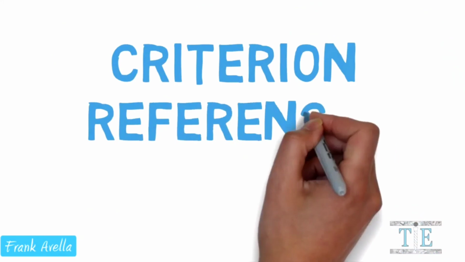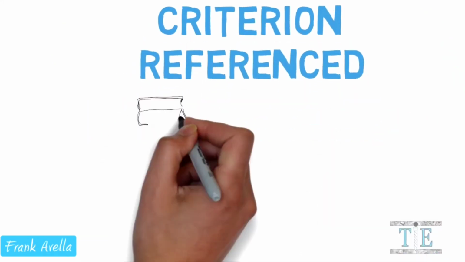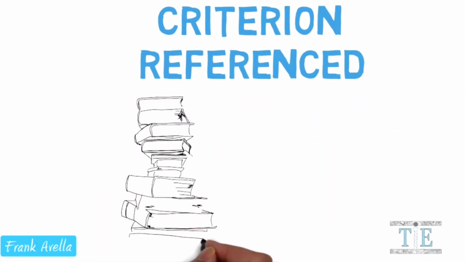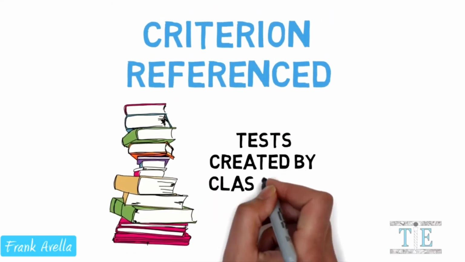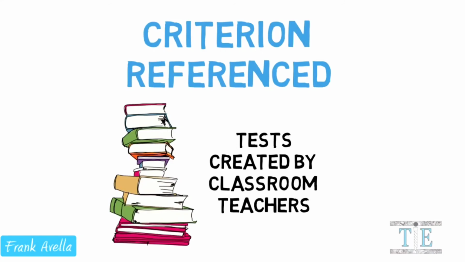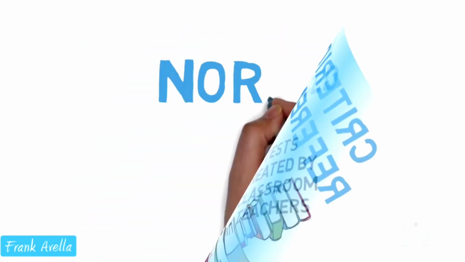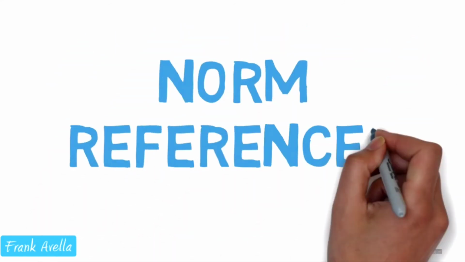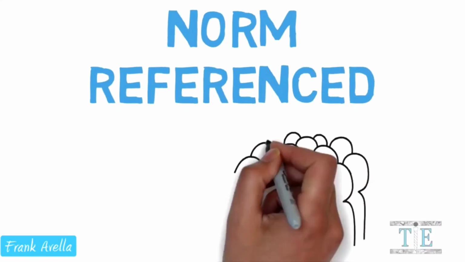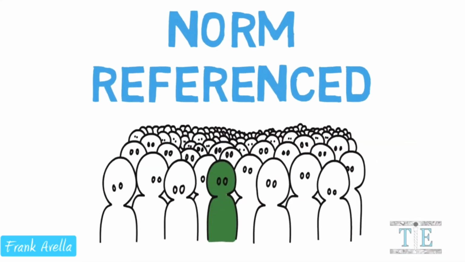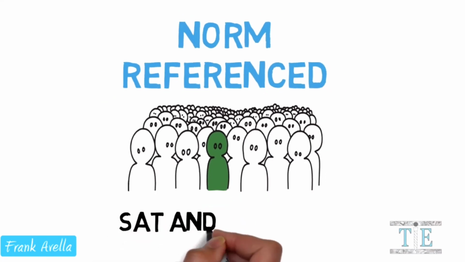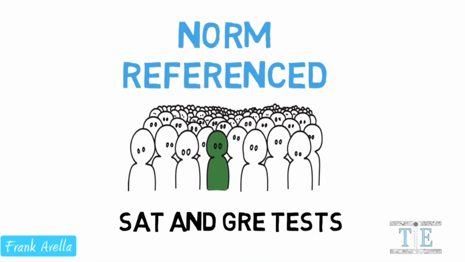Next, Criterion Reference Tests, CRTs. Students are graded based on the amount of content they have mastered. CRT tests are usually created by teachers and used as simple classroom assessments. And lastly, norm reference assessments. This assessment, on the other hand, is based on a comparison of students against similar demographics.